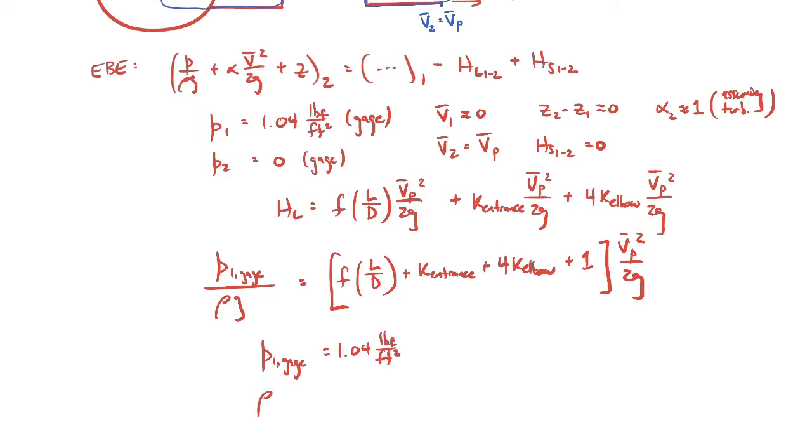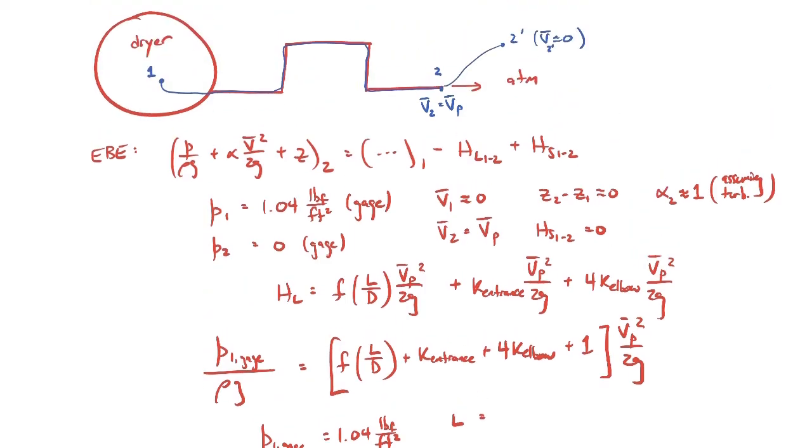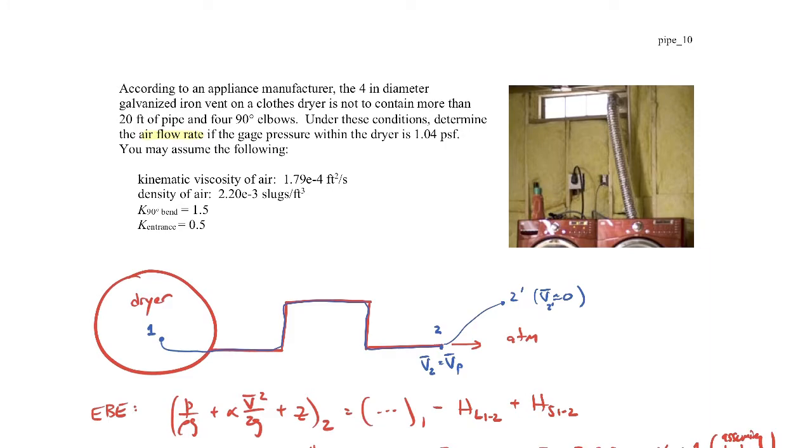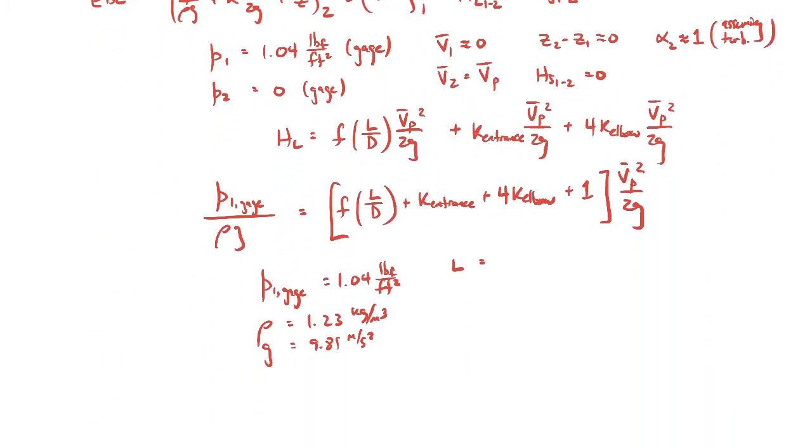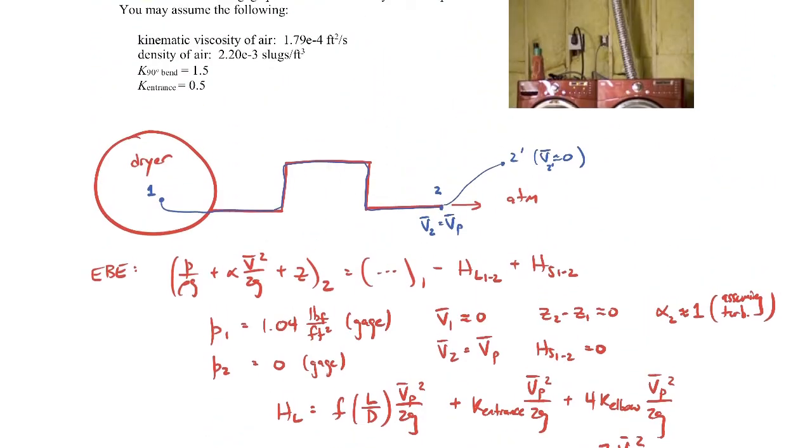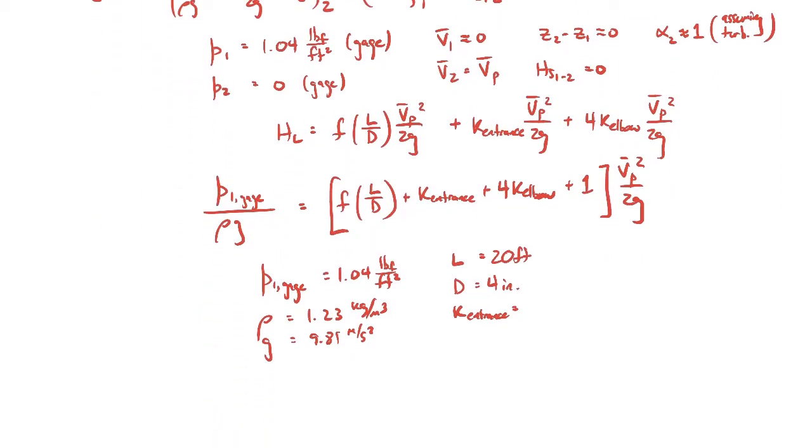We know the density of air, 1.23 kilograms per cubic meter. Of course, we know gravity, 9.81 meters per second squared. We know the length of the pipe is, I think we were told, 20 feet. Let me double check that. Yeah, 20 feet of pipe. And we also know that the pipe diameter is 4 inches. We know the entrance loss that was given up here of 0.5. We also know the elbow losses. These are all just approximate numbers.